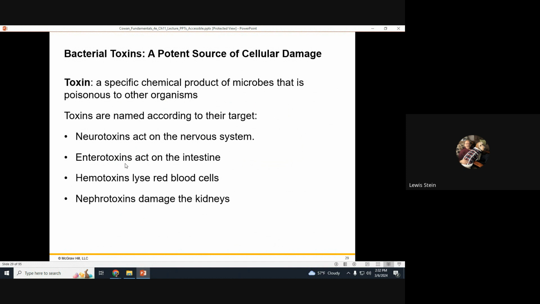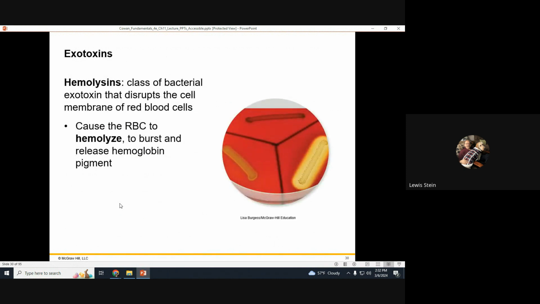Enterotoxins, that's a classic toxin for food poisoning. Most food poisoning is just that. It's a toxin that you ingested. Food spoiled, it started to produce spoilage, meaning bacteria made toxins. You ingest the toxins, okay? And they can affect you. Hemotoxins break apart red blood cells. Nephrotoxins directly damage kidneys by a variety of mechanisms. They'll show you some of those that are there.